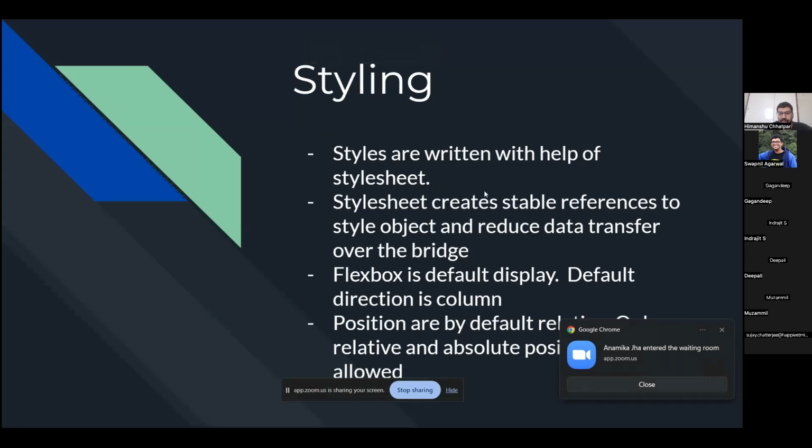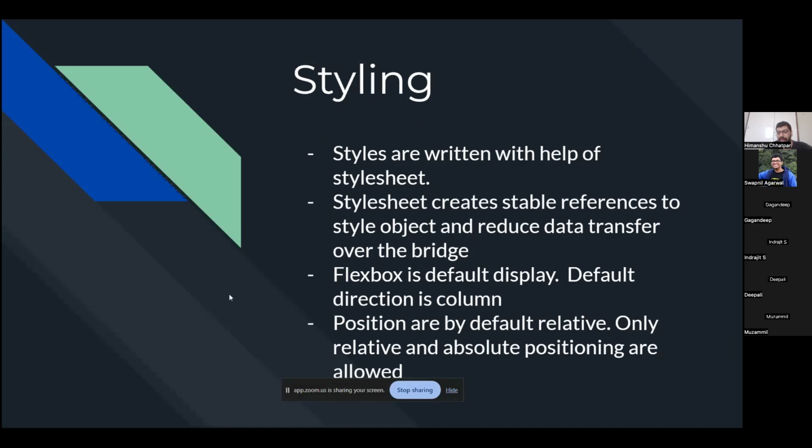Styles are written with the help of style sheet. So style sheet is basically given to us by React Native, and you create your style objects like whenever you write native React code. So what you do is style equals to some style object, right? So you just write that style object in style sheet. Why are we writing this style object in style sheet? Basically, it creates a stable reference for the style object so that on every render it does not update and reduces data transfer over the bridge. This is something I'll explain later on. But basically, for performance reasons, we are using style sheet.